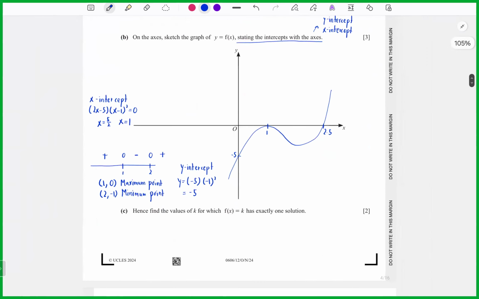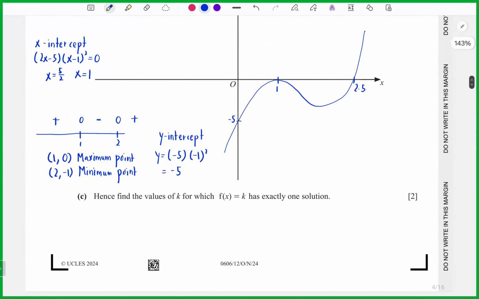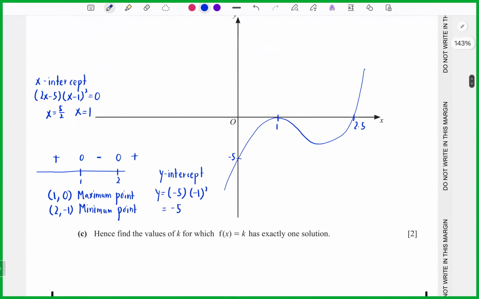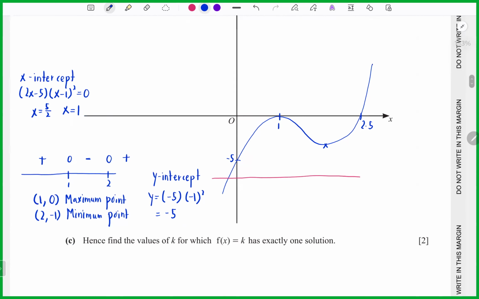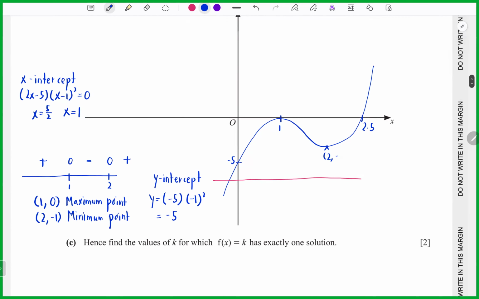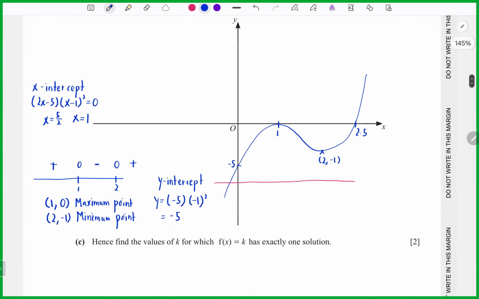Let's see the question. Question C. Hence, find the values of k for which f(x) equals to k has exactly one solution. Now you need to find what's the range or value of the k that will show exactly one solution. You can try to draw out. Let's say, now we already know this is your minimum point, right? So 2, negative 1.